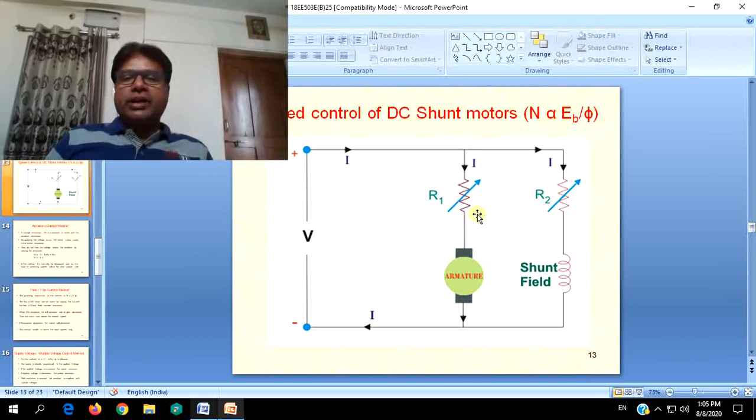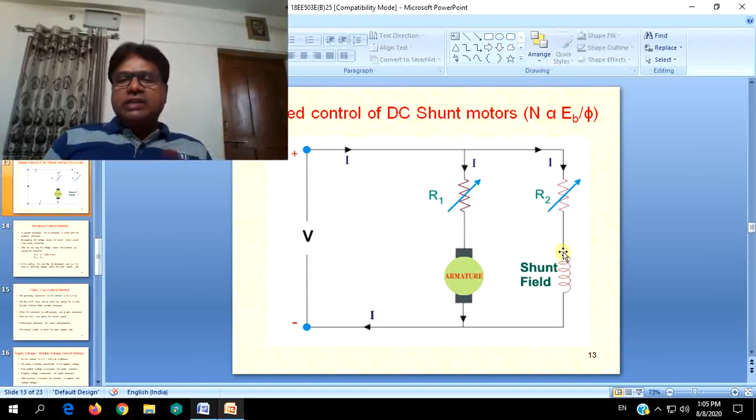Contrary to that, now again bring back this resistance to zero, which is connected in series with the armature. Now increase the resistance connected in series with the shunt field. If you increase this resistance, there will be a certain voltage drop, or the total branch resistance of the shunt field and this resistance put together will increase, so the current flowing through it will be lesser than the actual rated field current.